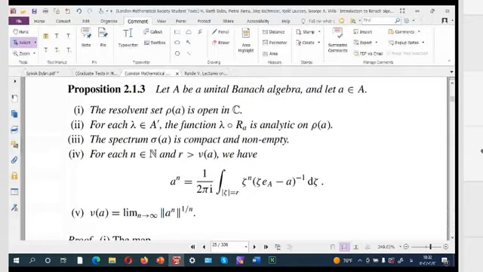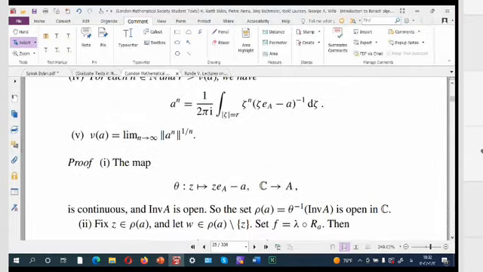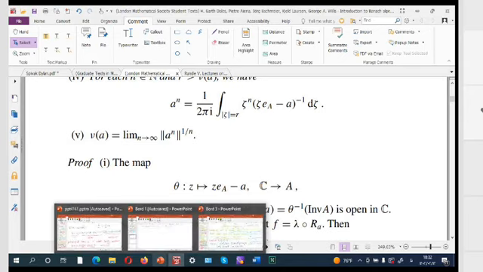And we can follow this from our book. We know that this map is continuous, and we know that the set of all invertible elements of A is open, okay? The continuity of this map is trivial. Let me write this for you.